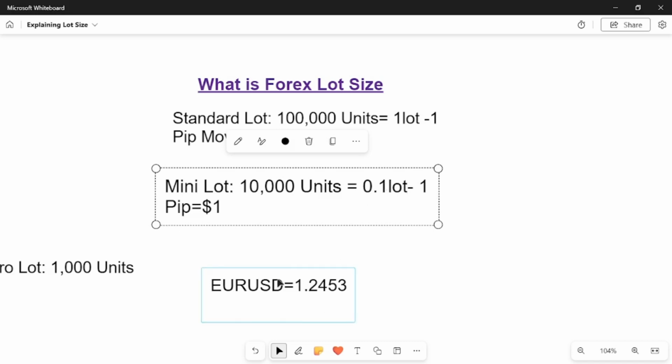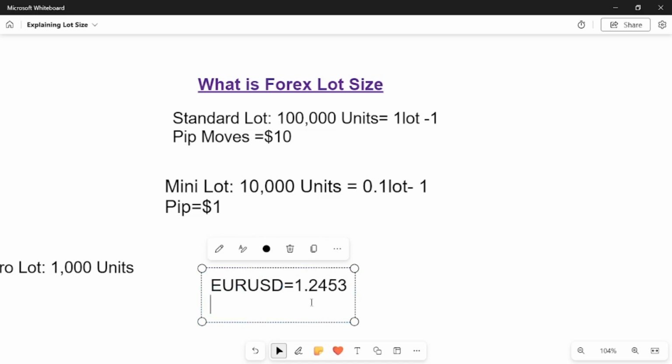So assuming you are trading Euro USD, and you've opened a trade at a Euro USD price of 1.2453. Assuming this is the current market price and you opened a buy order, and this order now moves from 1.245 to 1.2455. If you look carefully, there has been a 2 pip increment here. For this 2 pip increment, if you are trading a mini lot, you are making just $2. However, if you are trading a standard lot with this 2 pip movement, you've made up to $20.